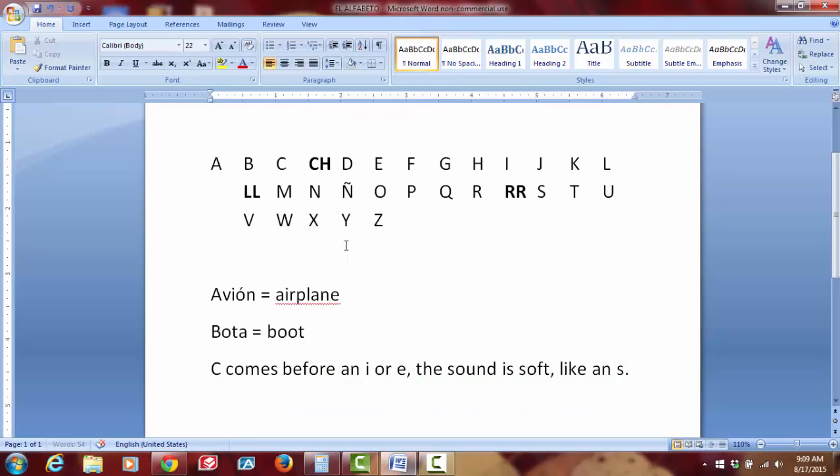Okay, so here's two examples. Cerdo, the word for pig, is a soft C because it comes before the letter E, the English letter E, right? So cerdo. But it's hard in a word like carro, which means car, because it's followed by an A. So we have cerdo, soft like an S, and carro, hard.